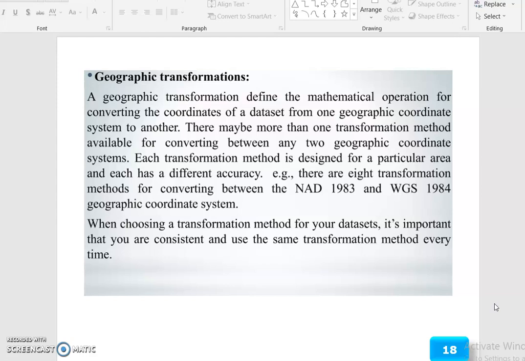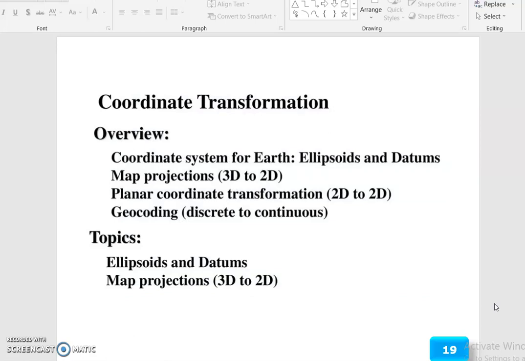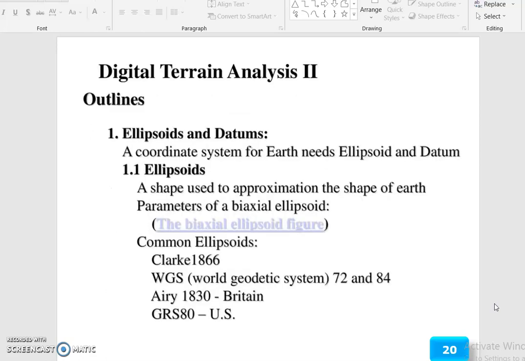Coordinate transformation overview: coordinate system for Earth, ellipsoid and datum; the map projection, 3D to 2D; planar coordinate transformation, 2D to 2D; and geocoding, discrete to continuous. The topic for this one is ellipsoid and datum, and map projection from 3D to 2D. The digital terrain analysis outline: ellipsoid and datum.